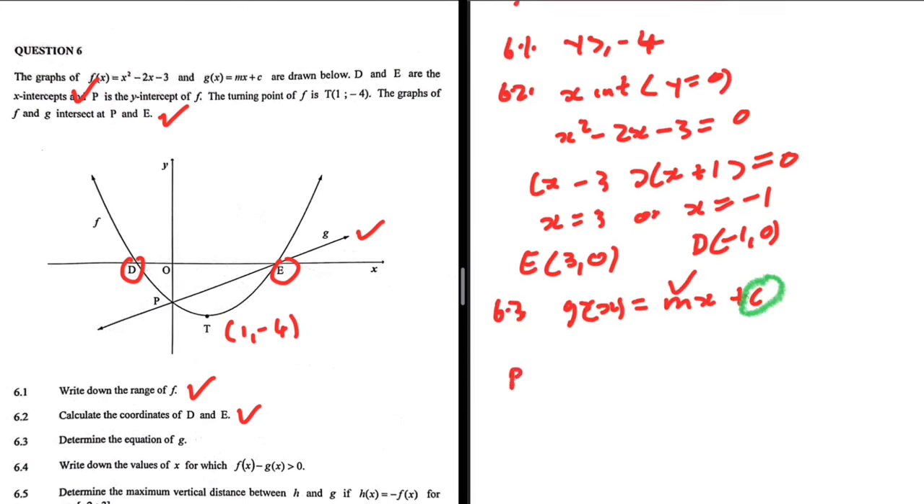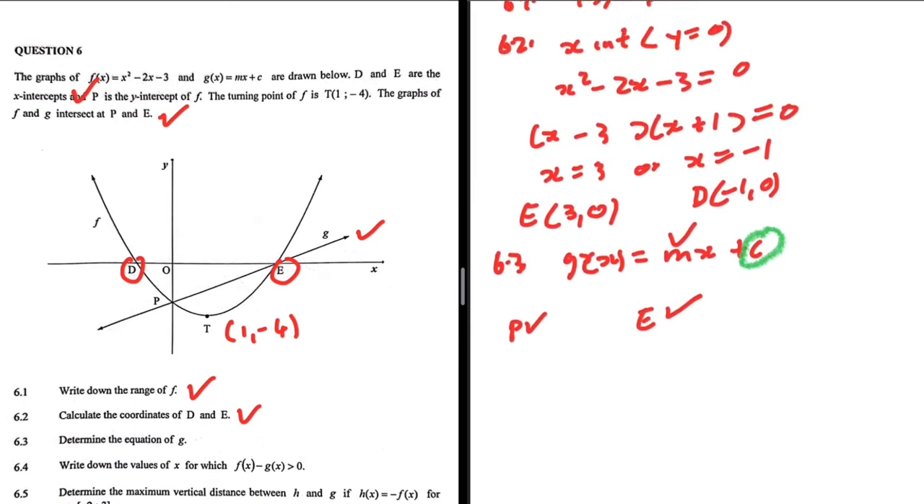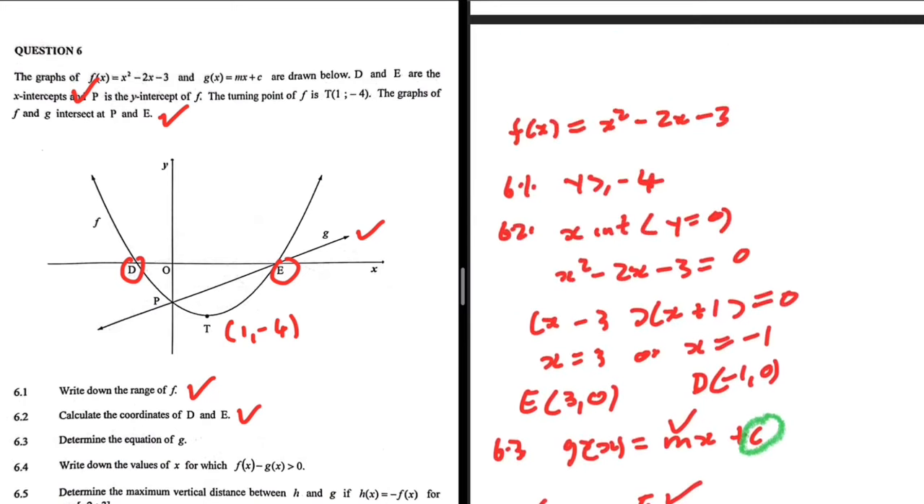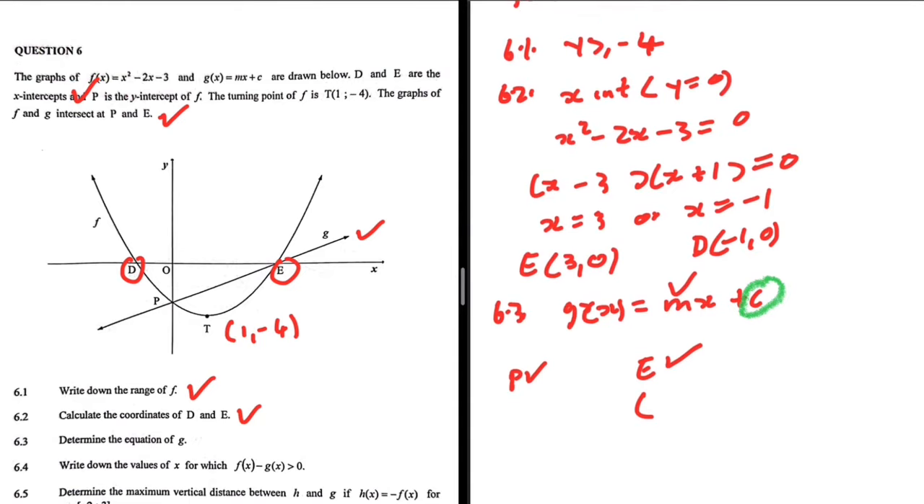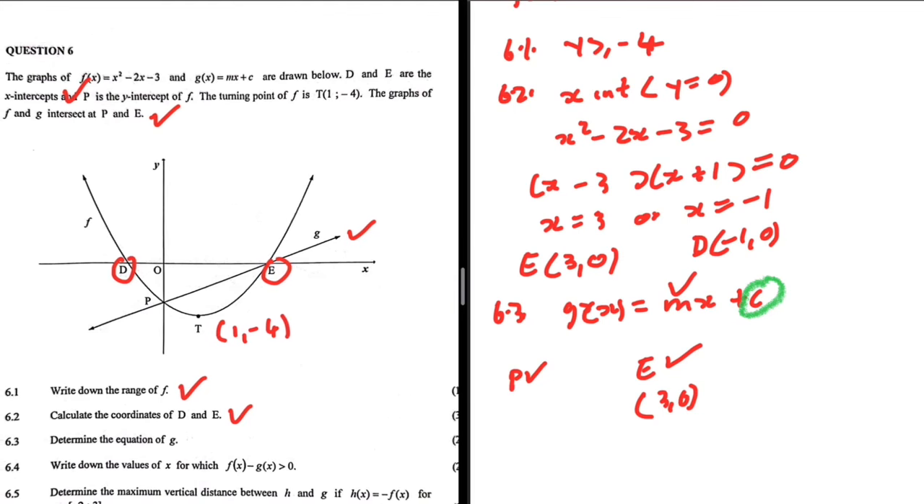Let's determine the coordinates of P and E. If we determine the coordinates of P and E, we will be able to say y2 minus y1 divided by x2 minus x1. So let's do that. We already have the coordinates of E, that is 3 and 0. We just need the coordinates of P. What is special about P?